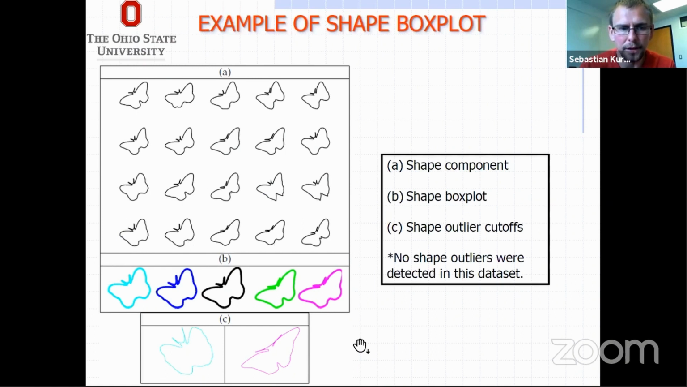And one thing that can be done here, and it's subtle in this picture, is that the spacing between the shapes in this display can be according to the distance between the successive shapes in the box plot. That way you can capture how much variability there is in the different directions. And then at the bottom here in C, I'm just showing the shape outlier cutoffs. So things that are more extreme in some sense than these types of shapes will be flagged as outliers. And there were no outliers in this data.